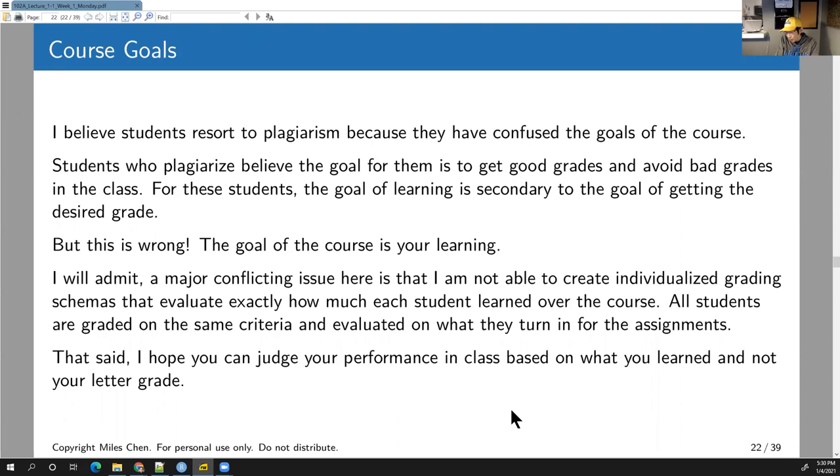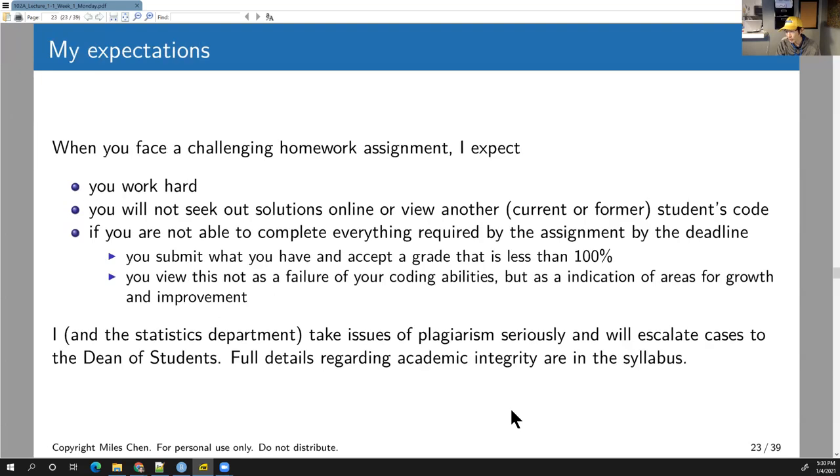And I guess the problem is at the end of the day, I've got too many students where I can't create some kind of individualized grading schema that says, oh yes, you made progress, so good job. Having some kind of fair system where people started off at different levels and make different levels of progress, so it's hard. But I want you guys to see the goal of the course as your learning and judge your performance based on how much you've learned. So that's the goal of the course.